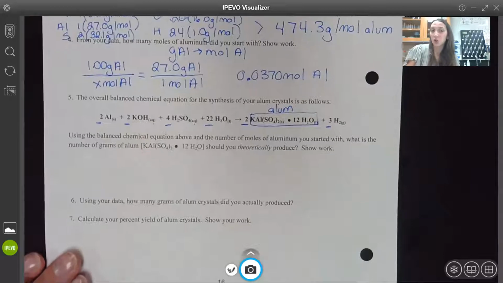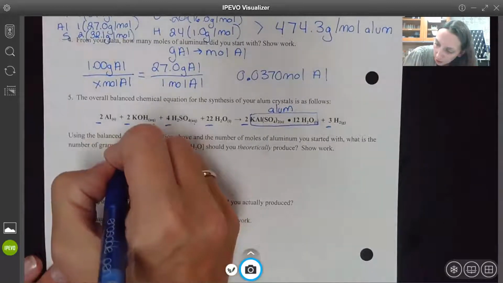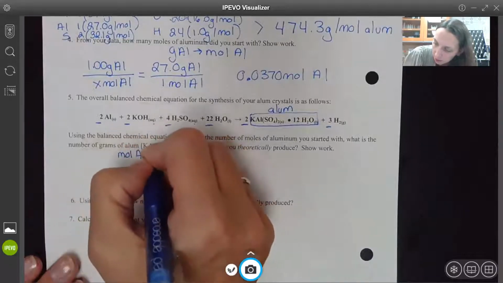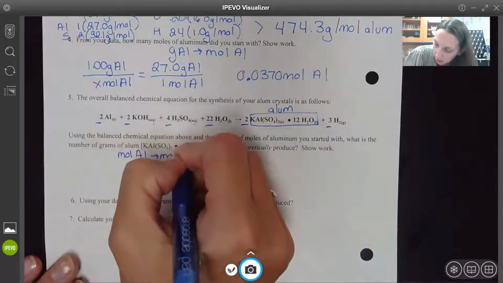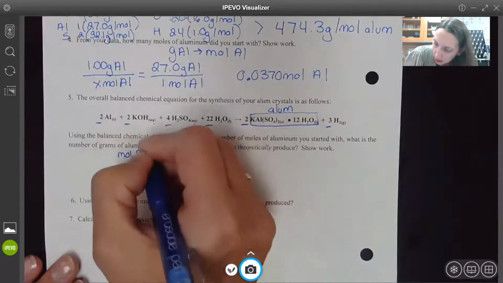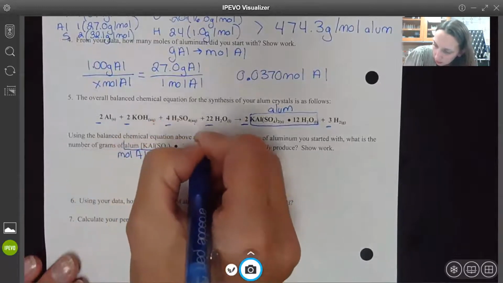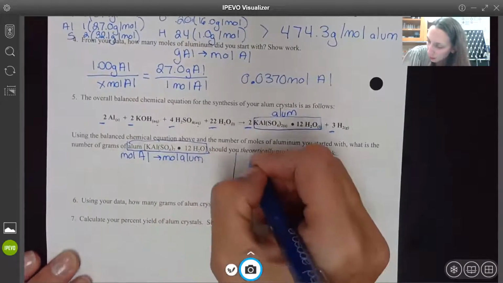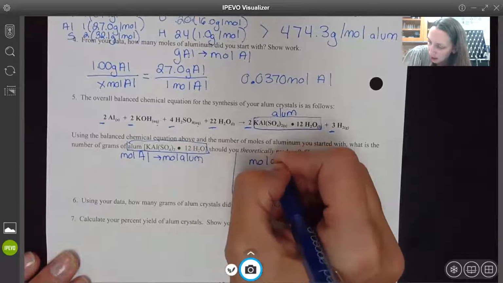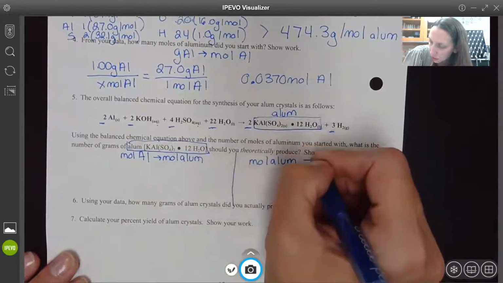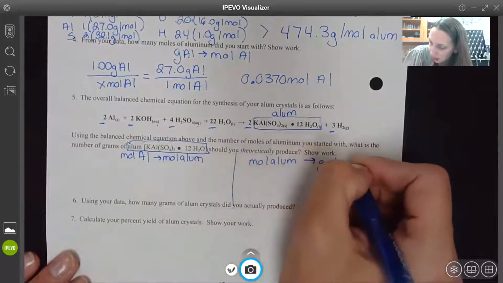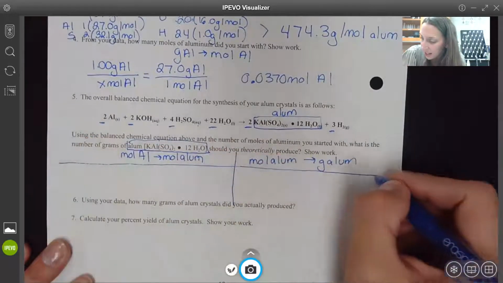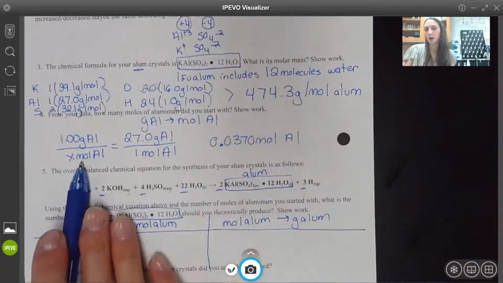And we just need to use this to go from moles of aluminum, which I have up above in number 4, to moles of alum. And I'm going to write alum instead of the formula for alum. Once I have moles of alum, I can use the molar mass of alum to get to grams of alum. And again, you're using your data. I'm using, if you had exactly 1 gram of aluminum.